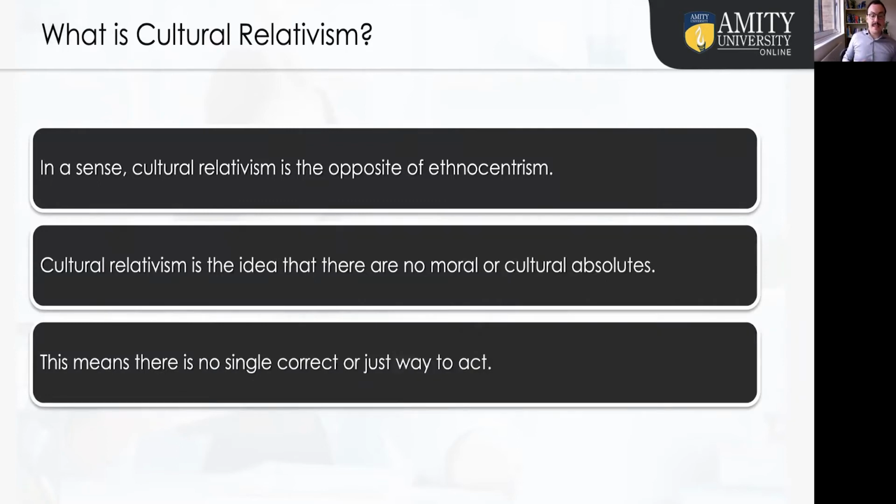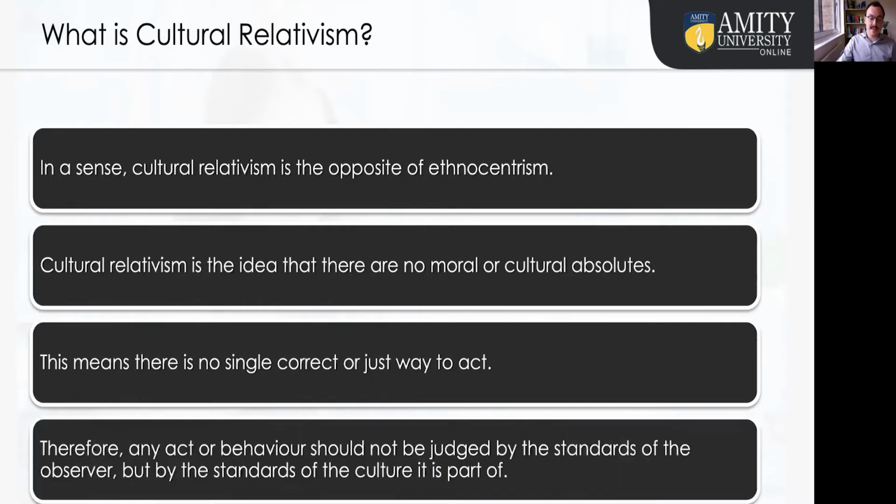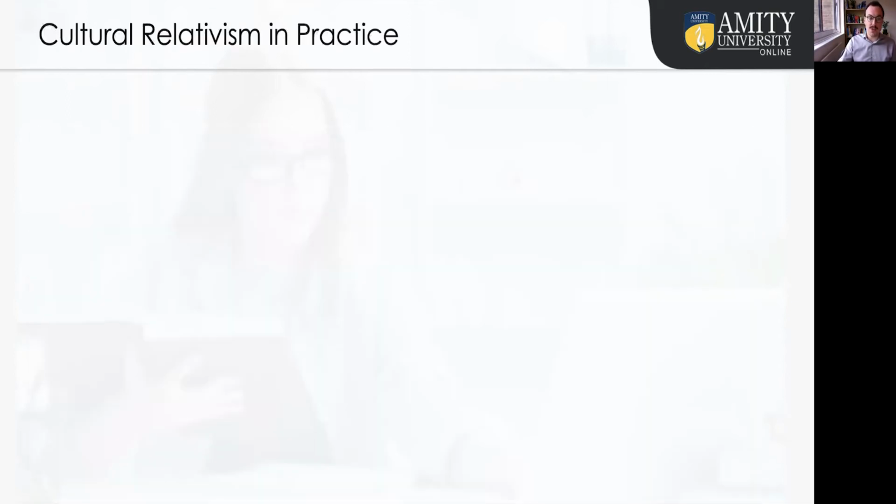As I just said, this means there's no single correct or just, fair way to act. There's no single right answer to the questions of what we should do and how we should act in life. There are actually multiple answers to those questions. Therefore, any act or behavior should not be judged by the standards of the observer, but by the standards of the culture it's part of. So if you see something unusual happening, some kind of social practice or behavior, and you think that doesn't fit in, that's wrong from my point of view, you should actually try and put yourself in the shoes of the people within the culture it's coming from, to try and understand why that behavior is seen as normal or appropriate.